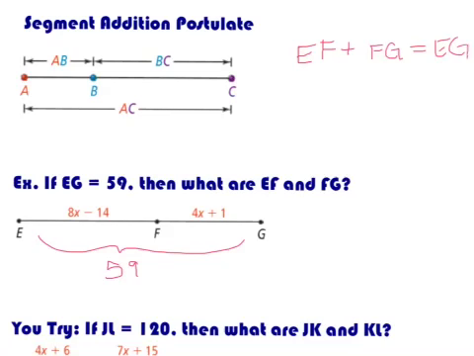And now I'm just going to use some substitution. I'm going to substitute in for EF. The length of that is 8x minus 14. The length of FG is 4x plus 1. I'm going to drop this plus sign. And this is equal to the length of EG, which is 59.